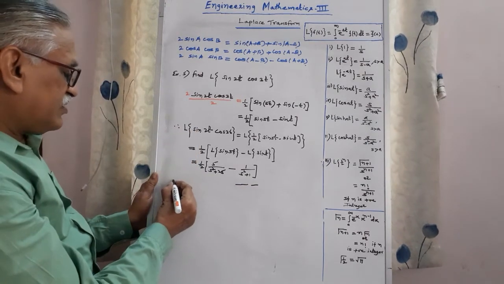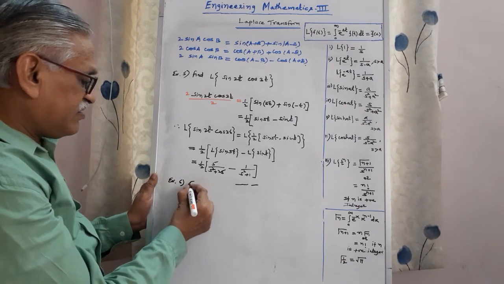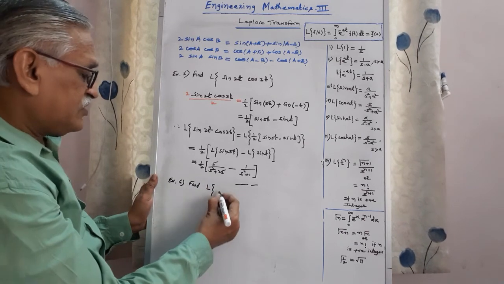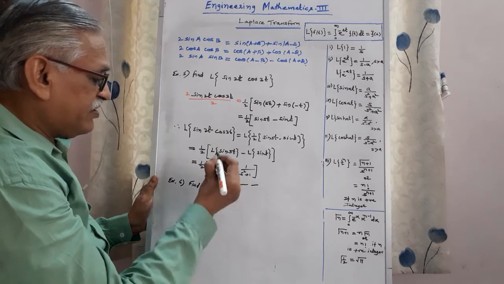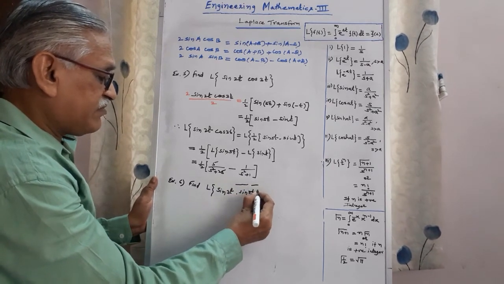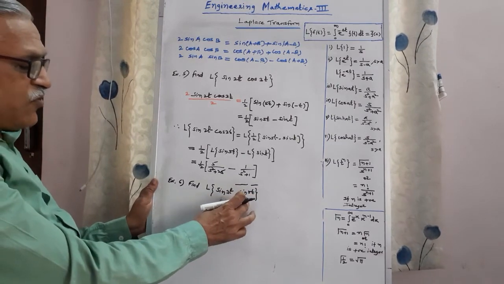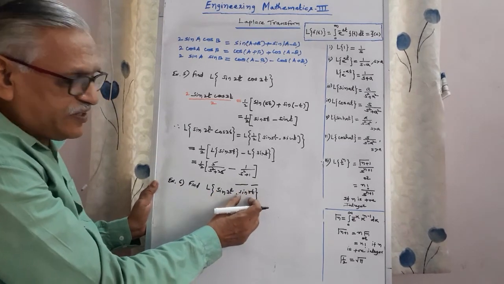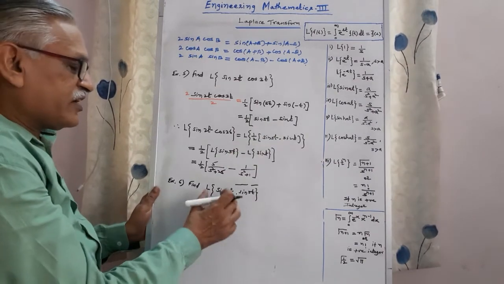Then next, find Laplace of sin 3t into sin 5t. Here it is again in the form of a product. It is not equal to Laplace of sin 3t into Laplace of sin 5t. If you perform it like that, then it becomes wrong. Therefore, what is the correct way?